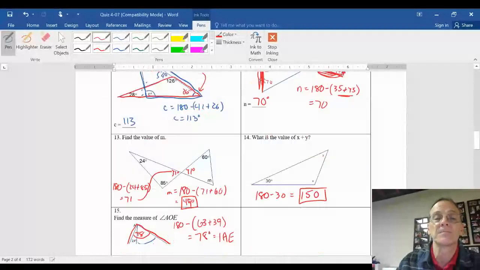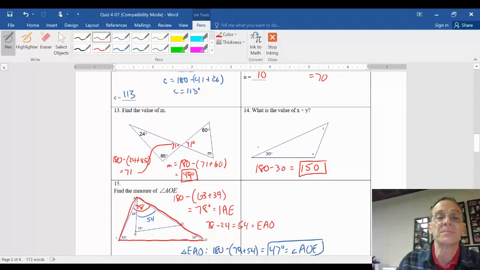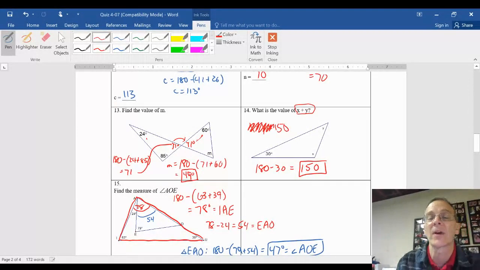Okay. 13. Subtract these 2 angles from 180 to get this 71-degree angle. There's a vertical angle partner. Now subtract these 2 from 180 to get M. The answer you had to give me for this question here, you had to write in the answer, and the only acceptable answer is 150. Well, I don't know. I think somebody typed in x plus y equals 150. I didn't need the x plus y equals, but okay, I gave you credit for that.